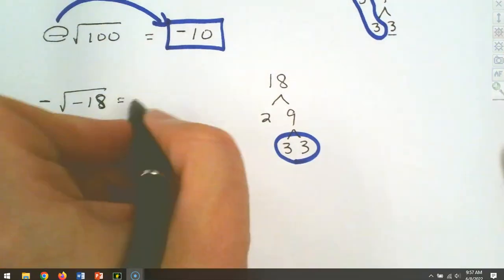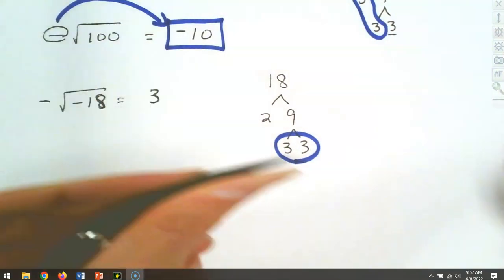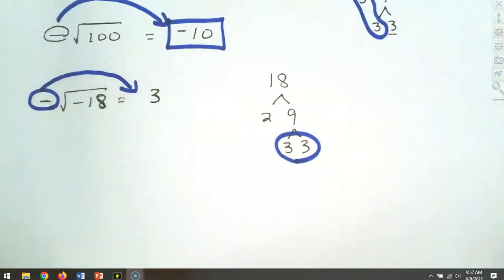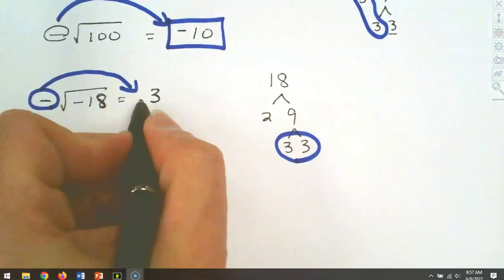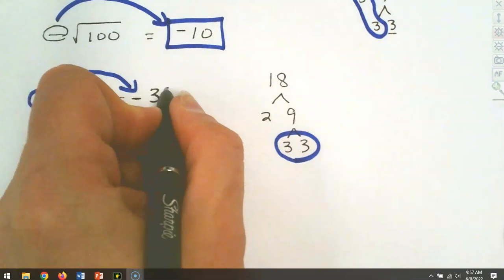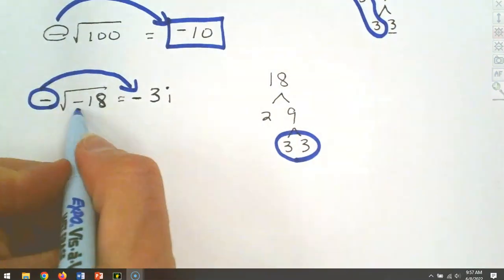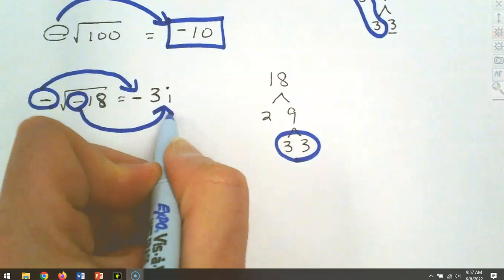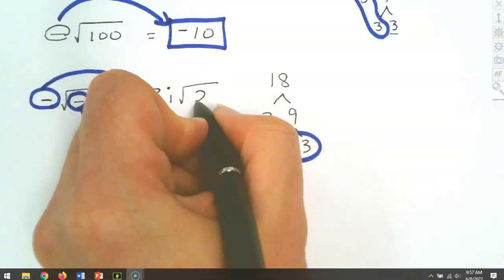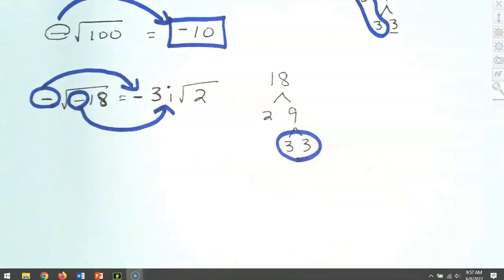So let's see what we've got. We've got a 3. Now, in front of that 3, we have a negative out in front. So that 3 becomes negative because of the negative out in front. And then we have an i. Why do we have an i? Because of the negative inside, right? And then what is left over that doesn't have a pair? 2. So that is minus 3i square root of 2.